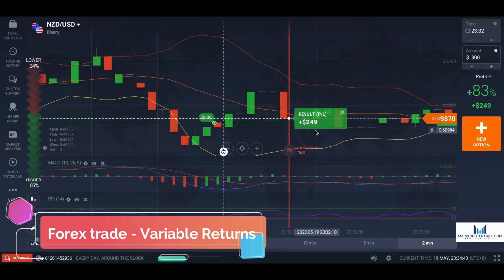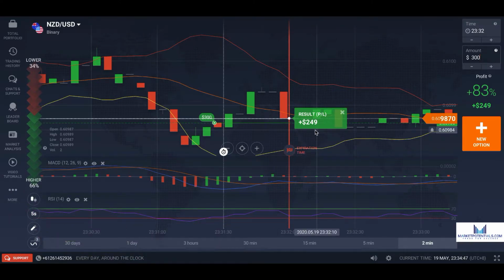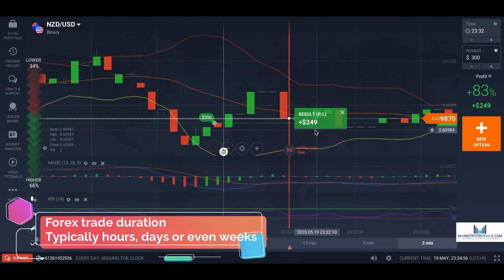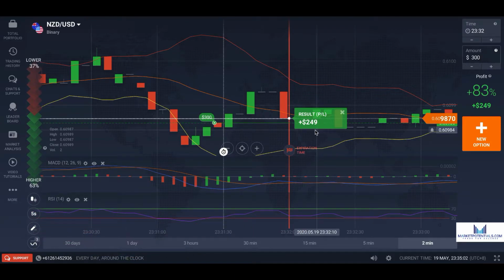Sometimes you make 2%, sometimes you make 20%. It's really the luck of the draw. It depends on a whole lot of other factors. And another thing you want to keep in mind is that a Forex trade typically lasts hours, okay? Hours, days, even weeks if you want to play it that way. But in binary option trading, each trade is just 30 seconds long, as I just showed you. That's what it is, okay?